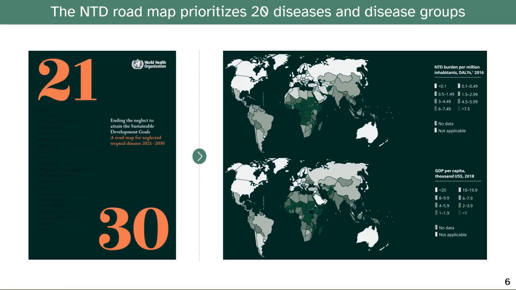In 2021, the World Health Organization published this document titled Ending the Neglect to Attain the Sustainable Development Goals, a roadmap for neglected tropical diseases 2021-2030, commonly called the roadmap. The roadmap aims at reducing the burden of 20 diseases and disease groups that, as you can see in this map, mainly affect Africa, Asia, and Central and South America.